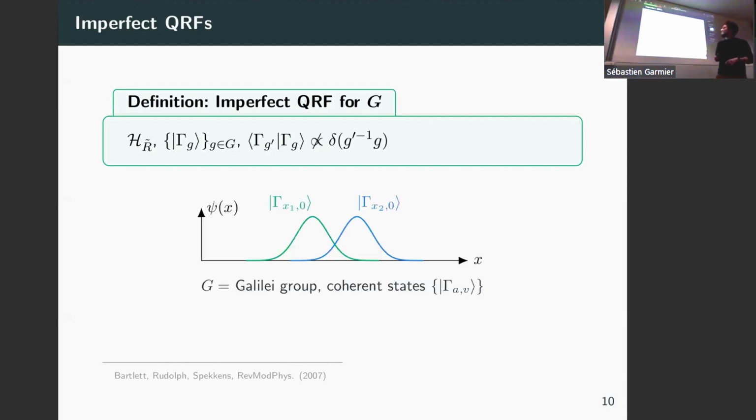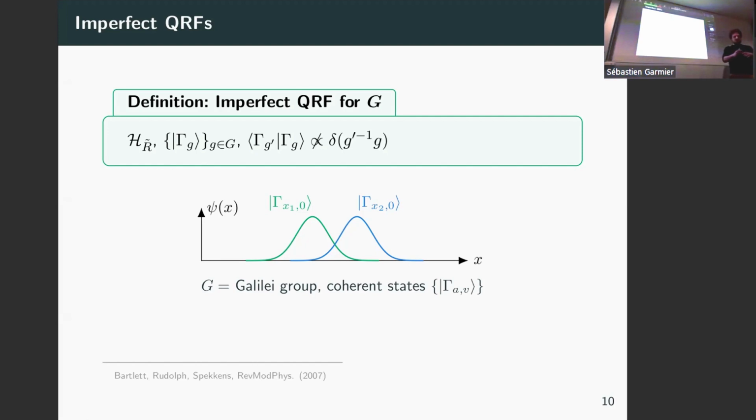So the example that I always have in mind when I think of an imperfect quantum reference frame is to take again a quantum particle, the Galilei group in one dimension. So remember, this is translations and boosts along an axis. And we have seen before that you cannot localize these states perfectly because of uncertainty relations. But you can try your best, and then you get something called coherent states, which are basically as compact as it goes, and they're sort of symmetric in phase space.